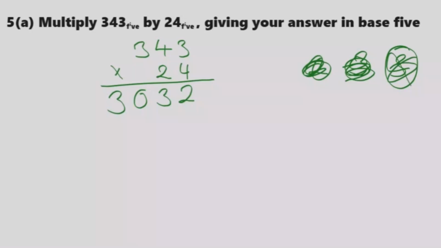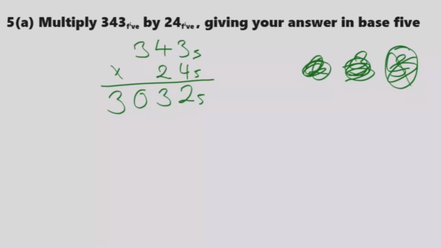So multiplying 343 in base 5 by 4 will give us 3032 in base 5. Okay, so let me also indicate the base number here to these numbers. Even this answer should have the base number like that. So the sign of the base number, you are supposed to write it at the beginning. Okay, sorry, I forgot to write it as I began, but this is how you write it.